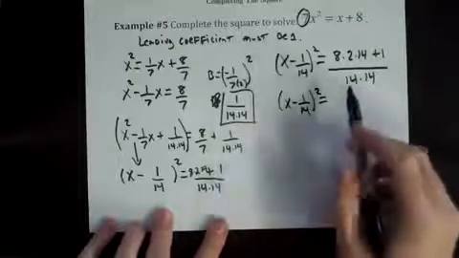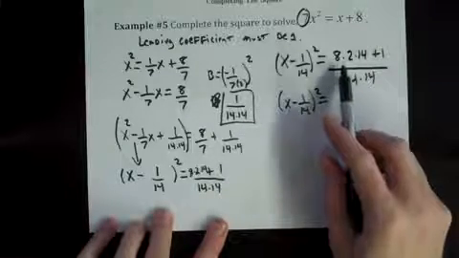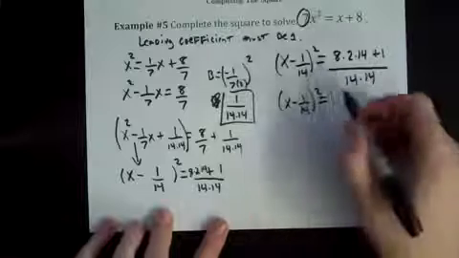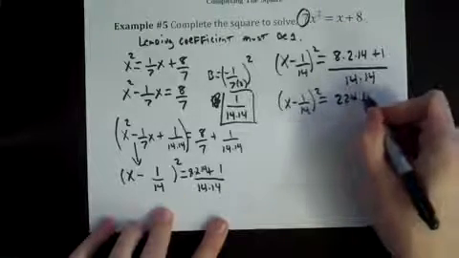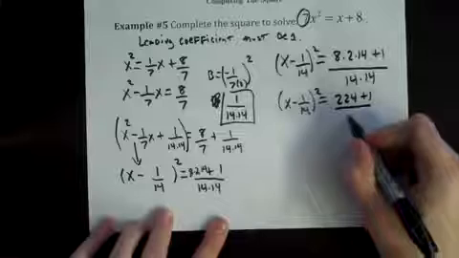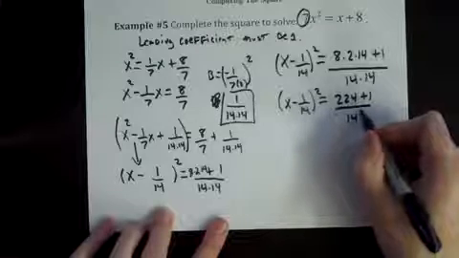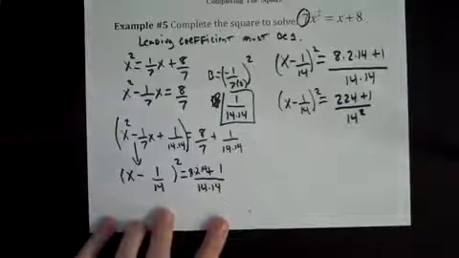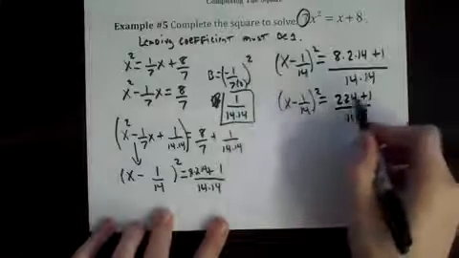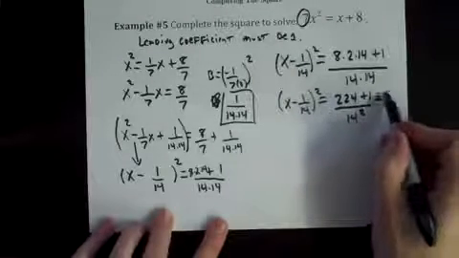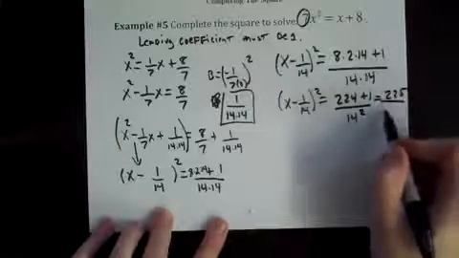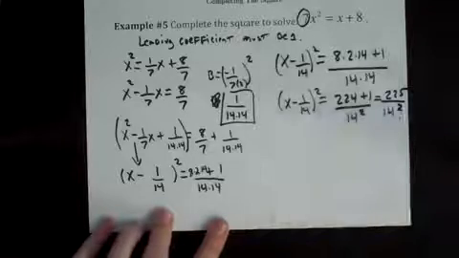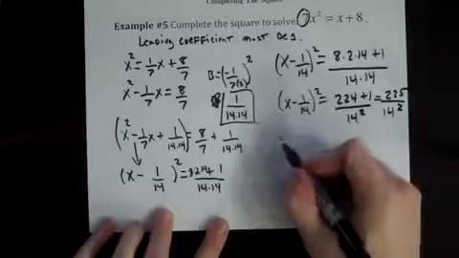Okay, so let's do this math. I think I used a calculator, possibly. This is 28 times 8, which is 224. So the math isn't that bad. You wouldn't need a calculator. There's 14 squared. So now, this is 225. So actually I'm going to say this equals 225 over 14 squared.